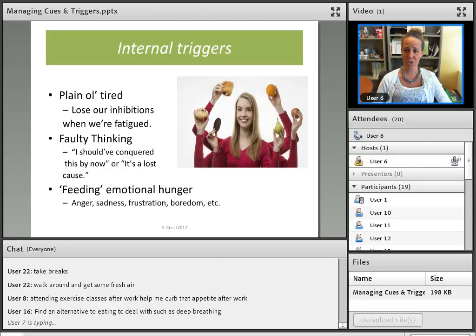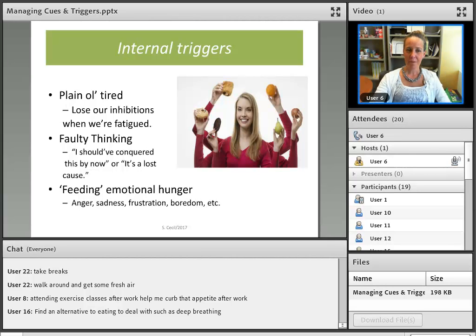The other thing too is just to make sure that you do everything you can to minimize your fatigue. So things like exercising, taking breaks, deep breathing, but also making sure that you get enough sleep at night are all great ways to combat fatigue taking over and leading to poor choices.